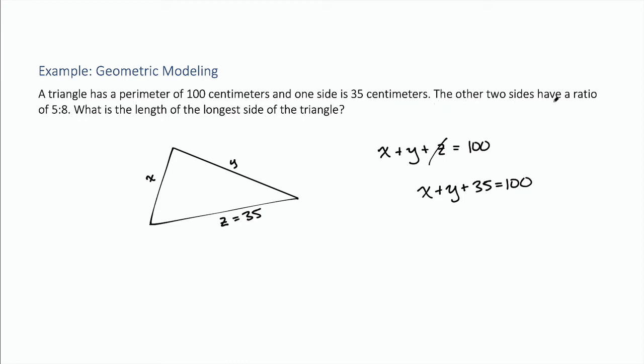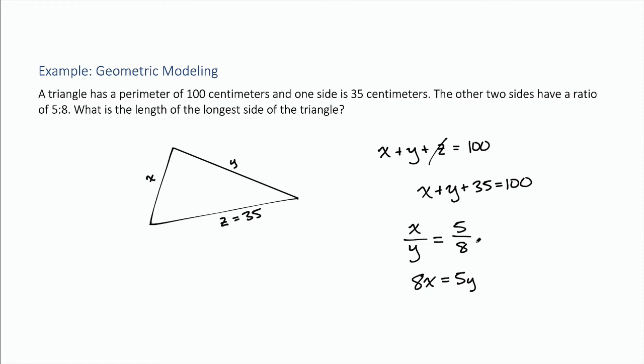And then we have the other two sides have a ratio of 5 to 8. Now, the word ratio means division. So if we take the other two sides and divide X over Y, that ratio is 5 to 8, meaning 5 over 8. That's another equation. And now we'd like to find the length of the longest side, so we're going to have to find the length of all the sides here. I'm going to cross multiply here, so that gives me 8x equals 5y.